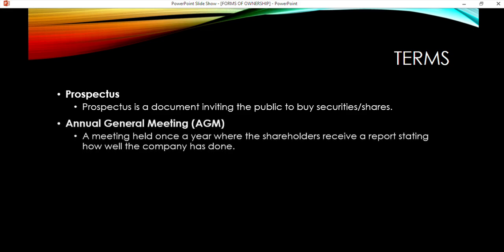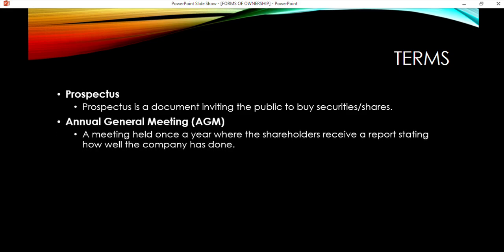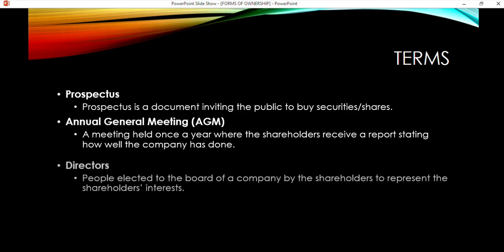Or securities. AGM, annual general meeting, this is a meeting that's held on a yearly basis, once a year, where all the shareholders gather together, and then they receive a report on how the company has done, what the growth is, where their failures were, what their assets and liabilities are, and what the future is for the company. So it's just reporting back.